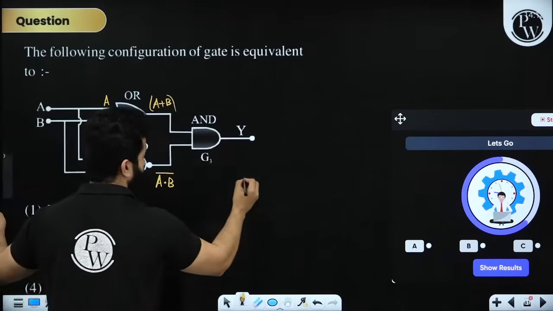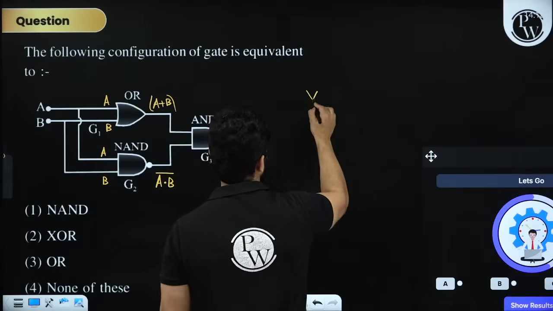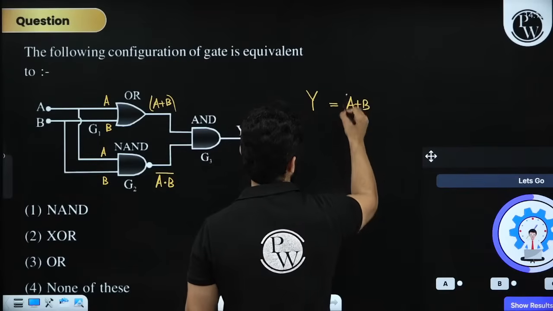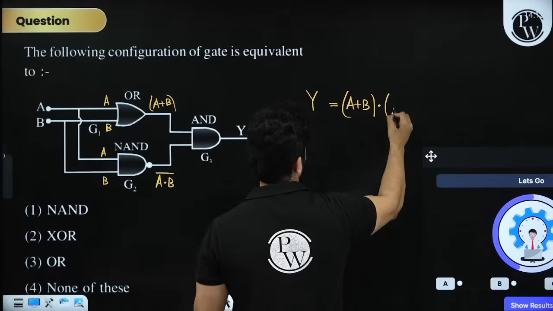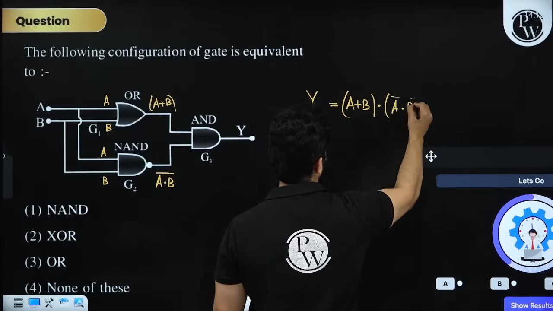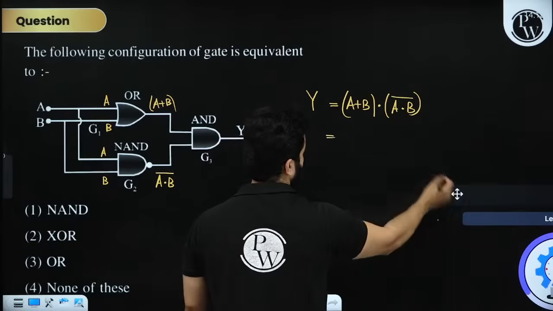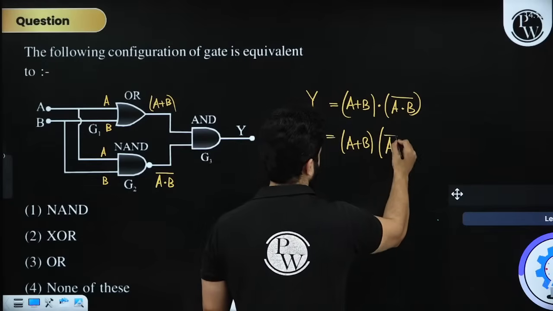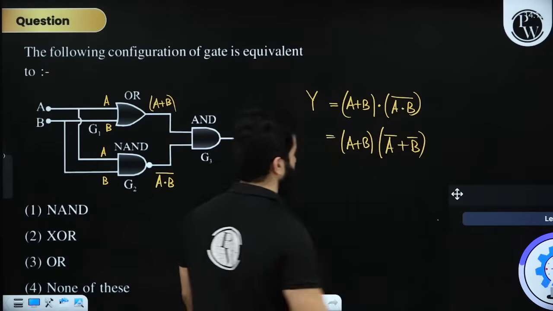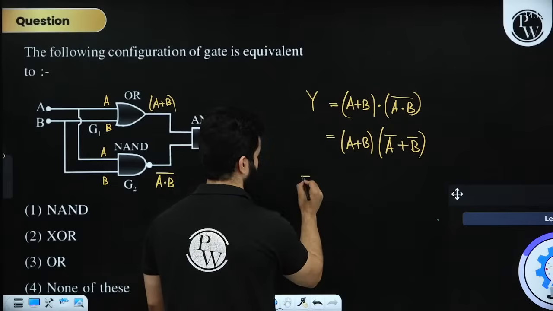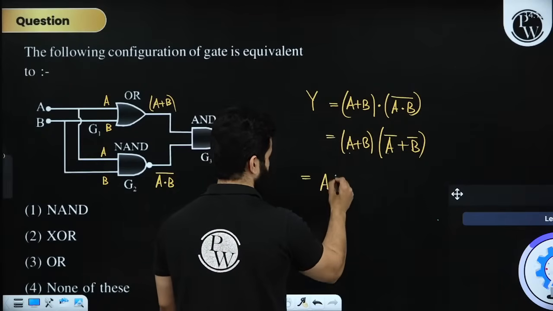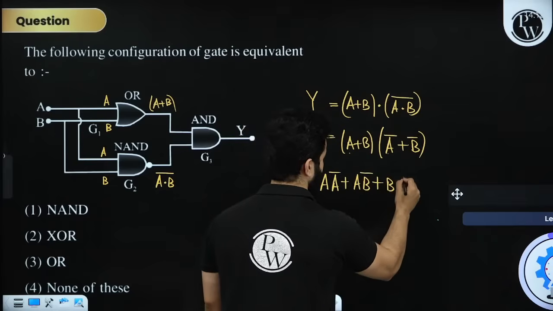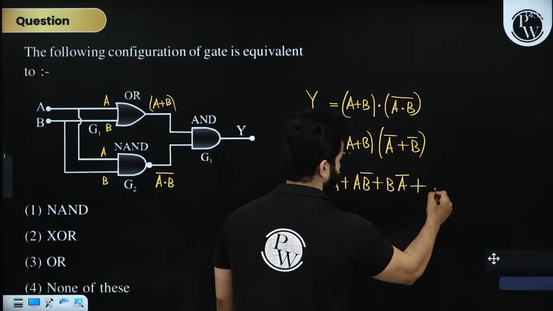Now you have got AND. So finally Y will become (A plus B) dot (A dot B) bar. So if you want to change this, you can write (A plus B) times (A bar plus B bar). And then you can actually multiply this. So this will become A times A bar plus A times B bar plus B times A bar plus B times B bar.